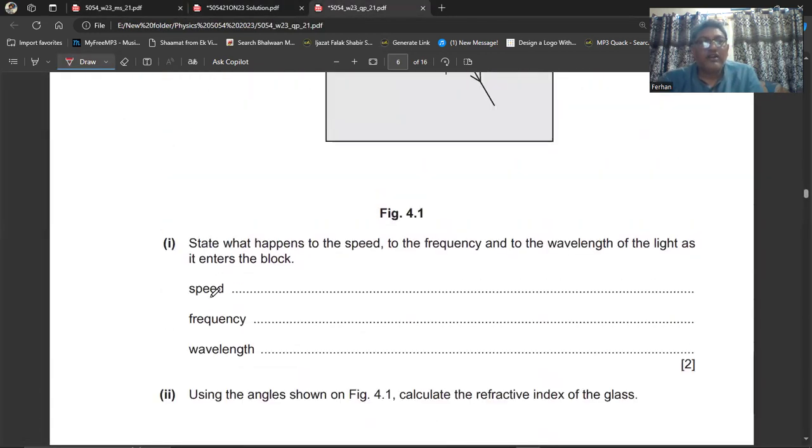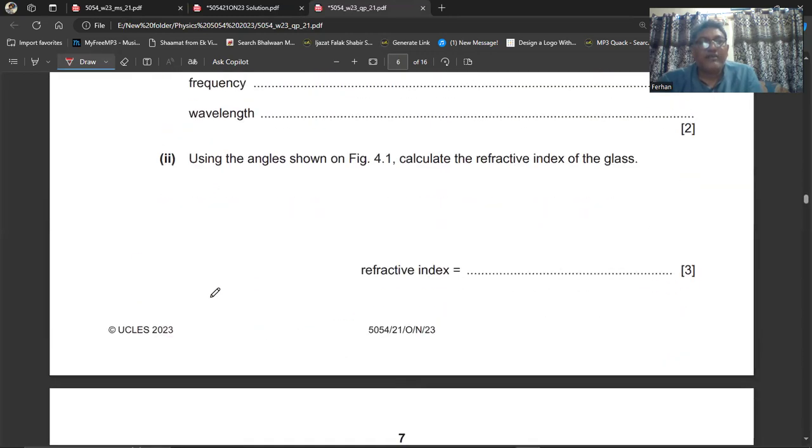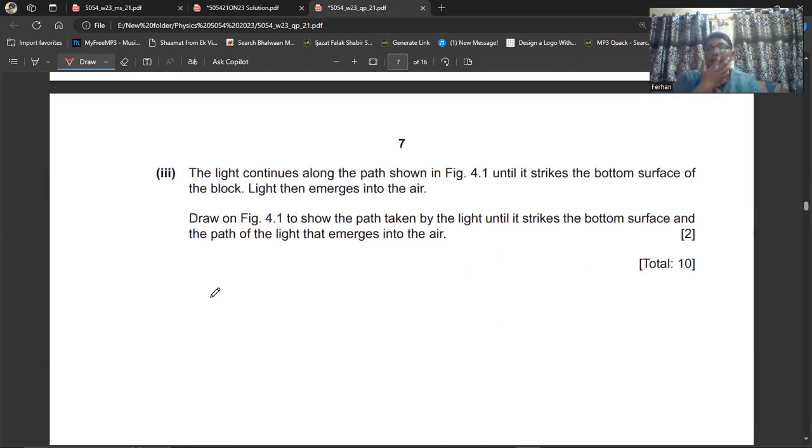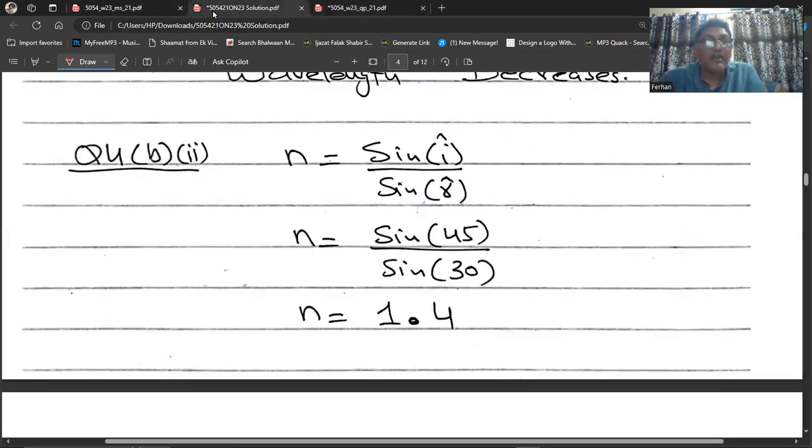Question number 4B and its third part. We are done with the refractive index. The light continues along the path shown in the figure 4.1 until it strikes the bottom surface of the block. Light then emerges into the air. Draw on the figure 4.1 to show the path taken by the light until it strikes the bottom surface and the path of the light that emerges into the air. You see, when the light emerges from a dense medium into a rare medium, its speed will increase.